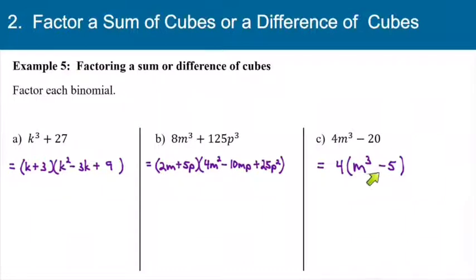And now we need to ask ourselves, is this a difference of cubes that can be factored further? And the answer is no. 5 is not a cube. So this binomial cannot be factored any further than it already has, and we'll stop here. But please resist the temptation to write prime here because this problem is not prime because we did do some factoring. We just weren't able to do all the factoring that we might have expected to do.